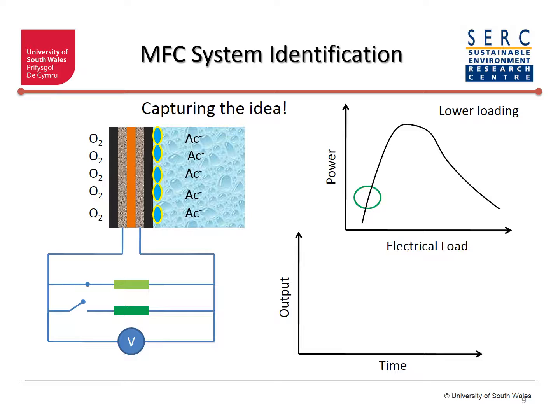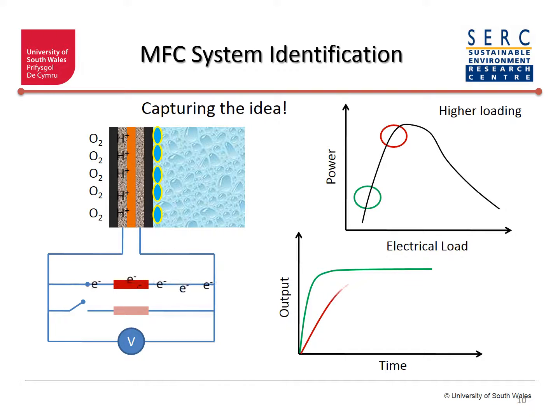I guess what I'm trying to say now is that the response from the MFC was quick when we have a small step change at a lower electrical loading, that is lower voltage level. But when the same size of step is demanded at higher electrical loading, that is at higher voltage level, the response from the MFC is much slower. Therefore, clearly the system is not linear.